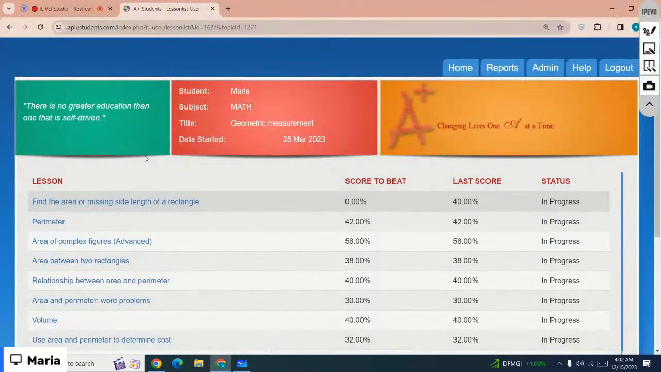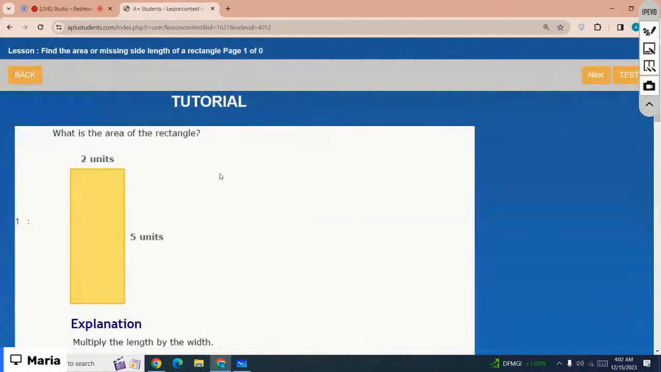Here I am on grade 4 math. The chapter we're going to start with today is geometric measurement. The first lesson is find the area or missing side length of a rectangle. Basically, either we need to find the area of the rectangle or the missing side length. So let's just look at the first example.